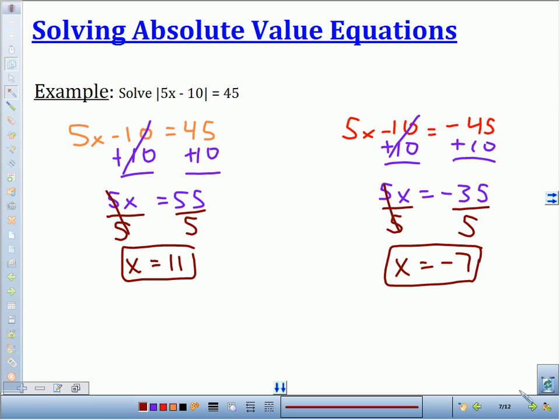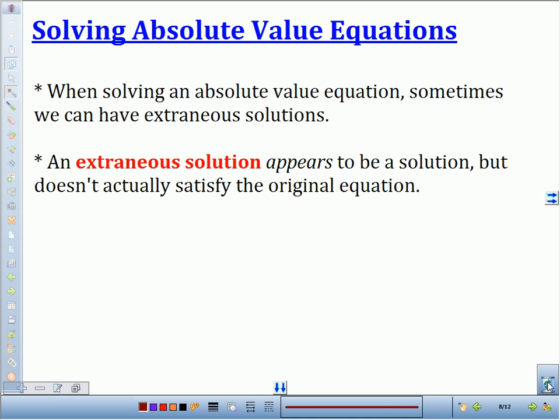However, there's one more thing that we have to keep in mind when we're dealing with these absolute value equations, and that is that when we're solving them, we can sometimes have what are called extraneous solutions. An extraneous solution appears to be a solution. So when we work out the equation, we end up with a couple of different solutions. But an extraneous solution will not actually satisfy the original equation. If I plug the extraneous solution into the original equation, it will not be true.